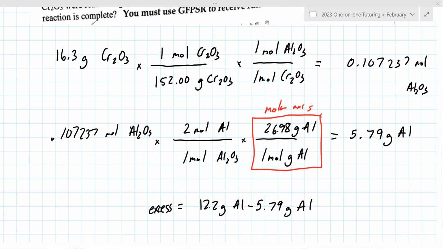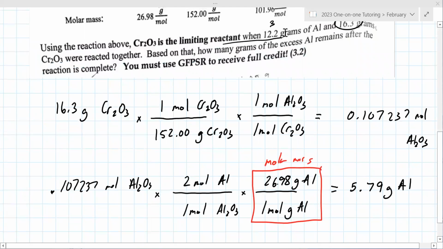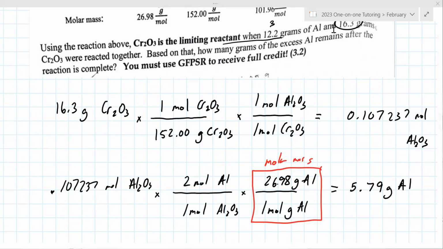Is that okay? Yeah, that's fine. So the excess is taking the 12.2. Why are we taking this 12.2? Imagine you had 12.2 grams of this aluminum just laying there, and you didn't need to use it. You threw it all in the reaction, but you didn't need it all. You actually needed 5.79 grams of aluminum. Do we end up converting the 16.3 of Cr2O3 in there? No, we already did. Okay, that's where I went.